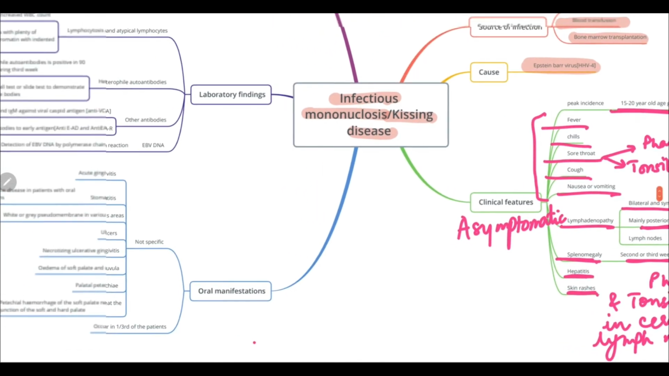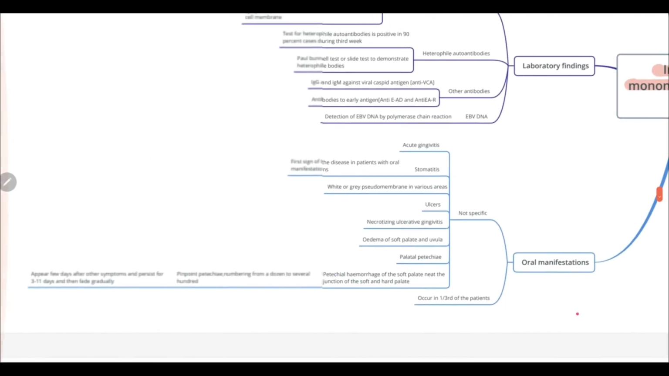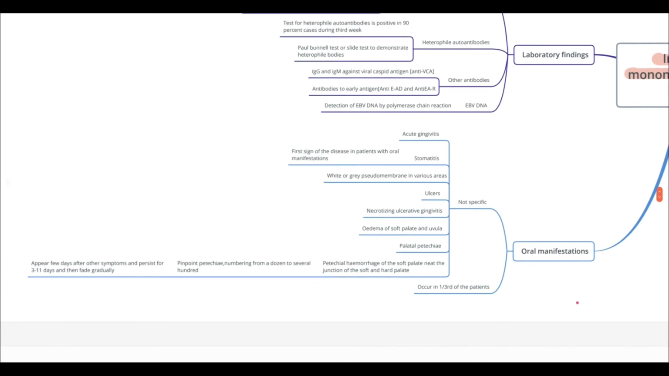Alright. Now we come to the oral manifestations of this disease. As we saw, the Epstein-Barr virus first comes into the oral cavity. It is transmitted via the saliva. So there are some symptoms that could be seen in the oral cavity. For example, we can see acute gingivitis. We can see stomatitis, which is the first sign of the disease in patients with oral manifestations. So if the patient is having oral manifestations, the first sign is going to be stomatitis.